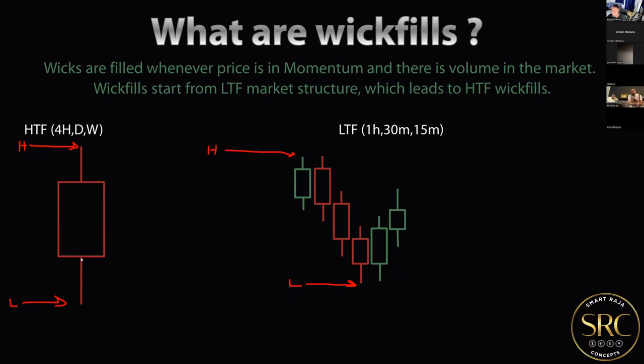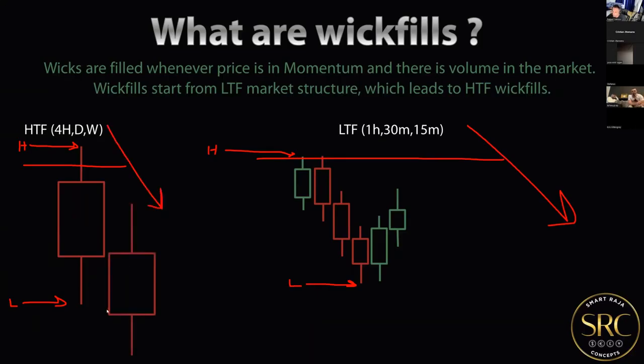Now, if price is trending down, let's say we were at some sort of resistance right here, and price is trending down right here. The next candle can form like this. So now, if we think the next move is going to be a bearish move, what's the first thing that we need to wait for price to go bearish?